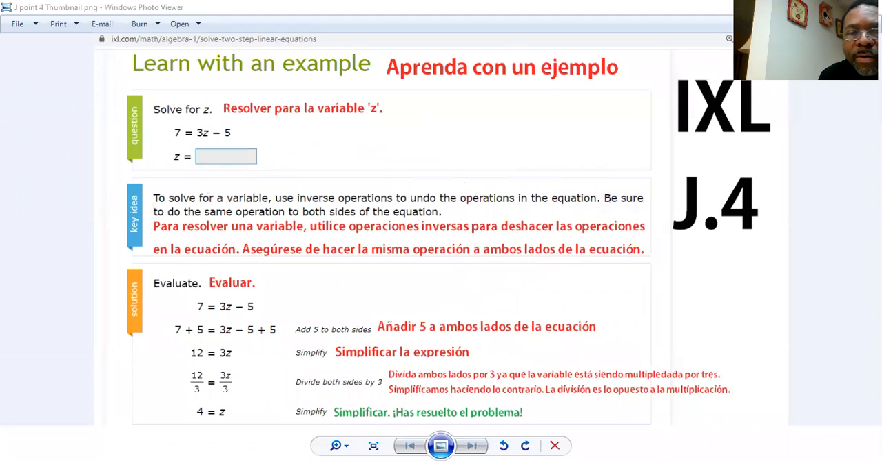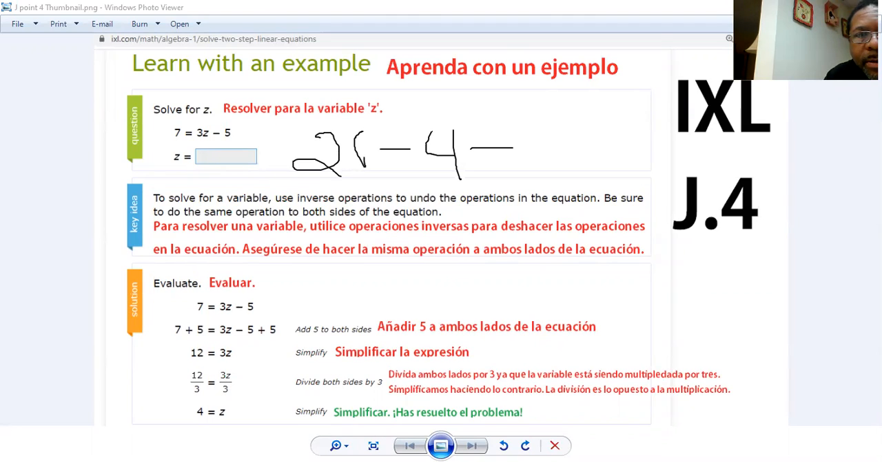Perfect. Okay. One more. 2r minus 4 equals 6. Add 4 on both sides.